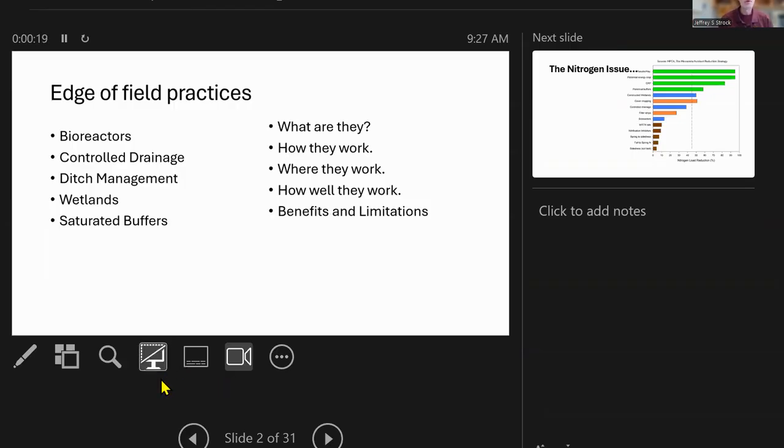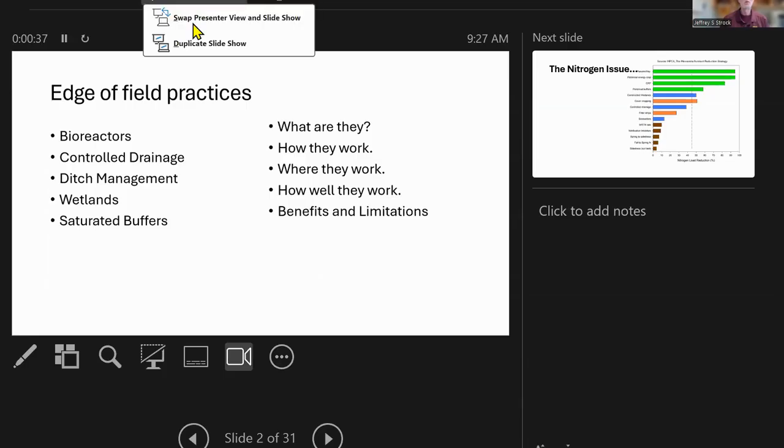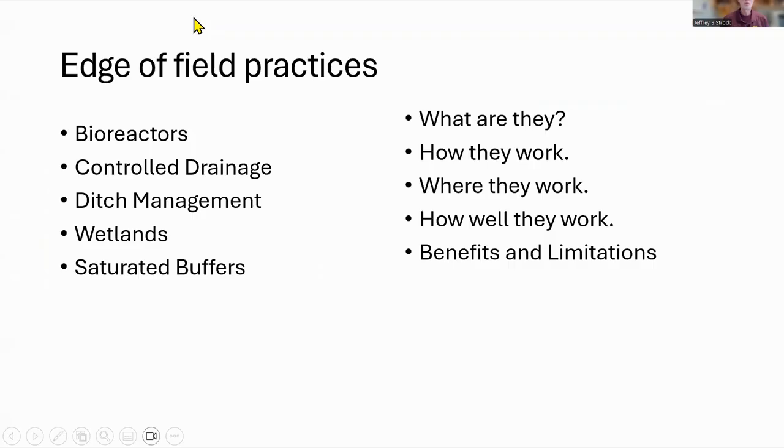Which button do I push on there to get it out of presenter mode, Ryan? Jeff, you should be able to go up to display settings. There we go. Can you see that now perfectly? Yep, that looks good.